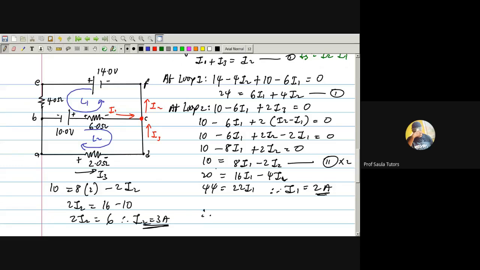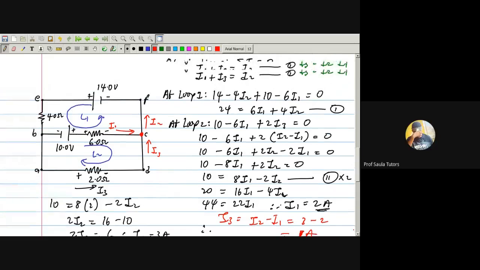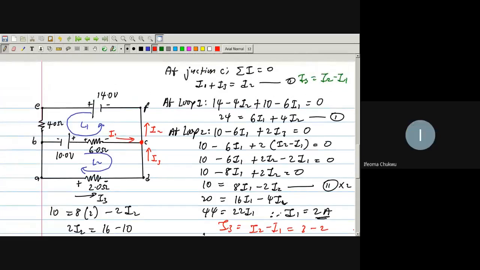So how do I get my I3? Don't forget that I3 equals I2 minus I1. So what's my I2? 3. What's my I1? 2. And that's what? 1 ampere. That's correct. We chose the right direction.